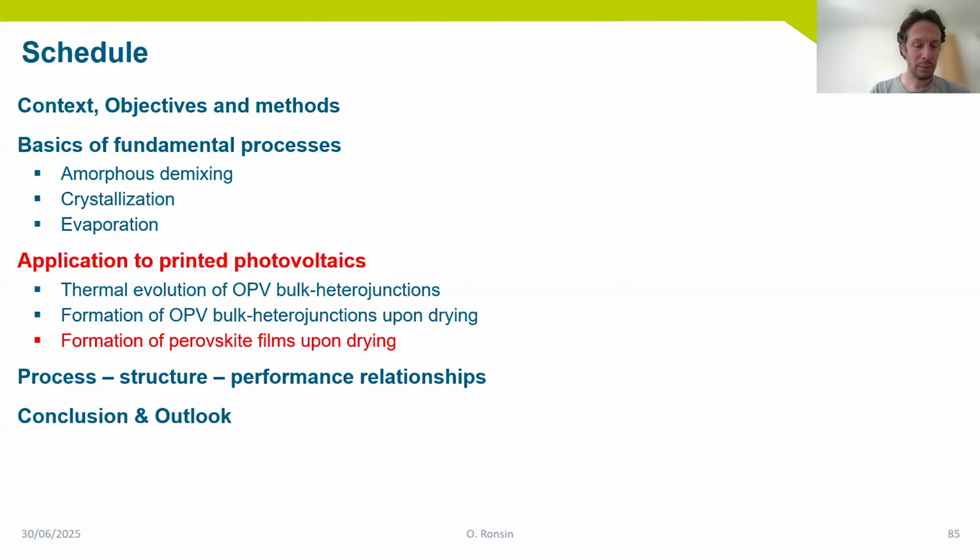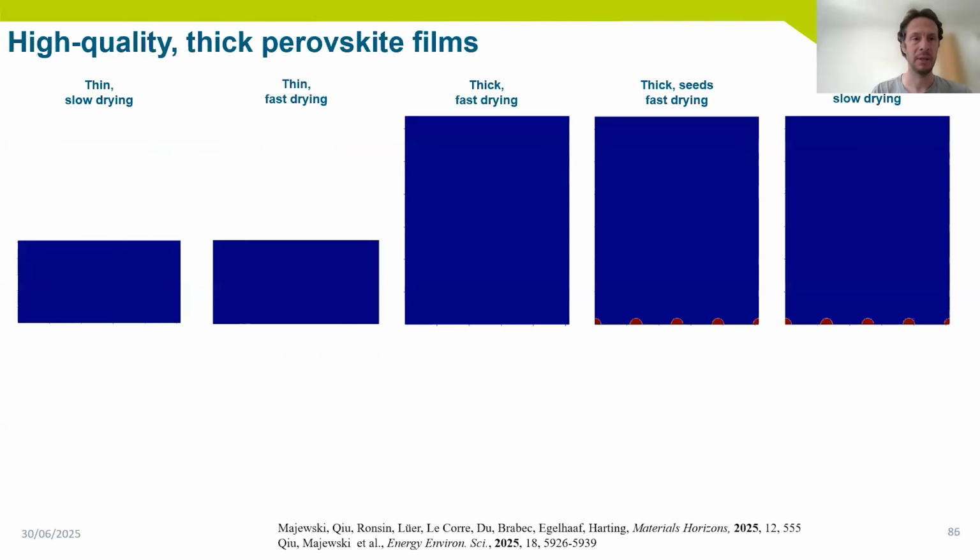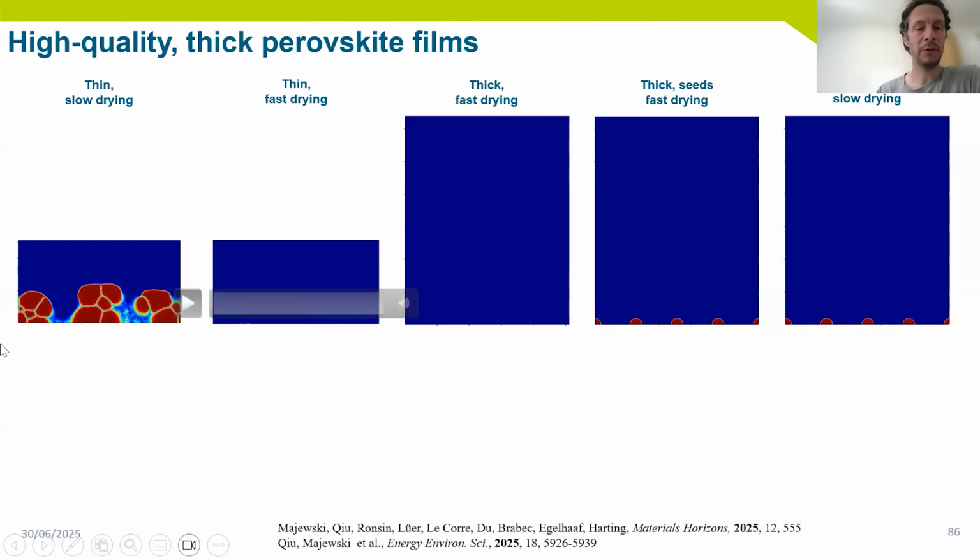I will go very quickly, given the time, through the formation of perovskite films upon drying, and then spend a very short word on the process-structure-performance relationship. This example is about film quality and the impact of the drying rate, mainly on perovskite film crystallization. Here we model cross-sections of drying films where we want to investigate perovskite crystallization. In red, you see the perovskite crystals appearing in a drying solution.